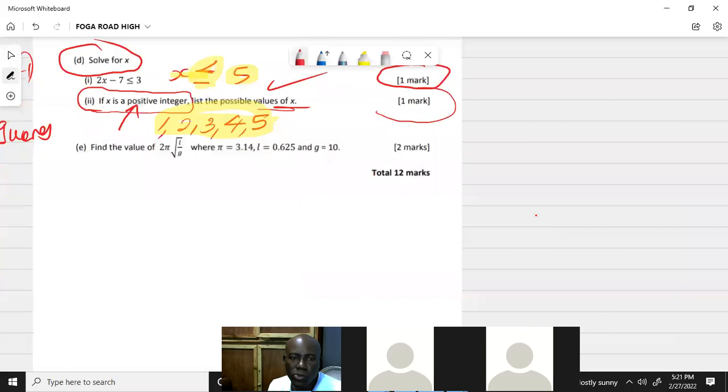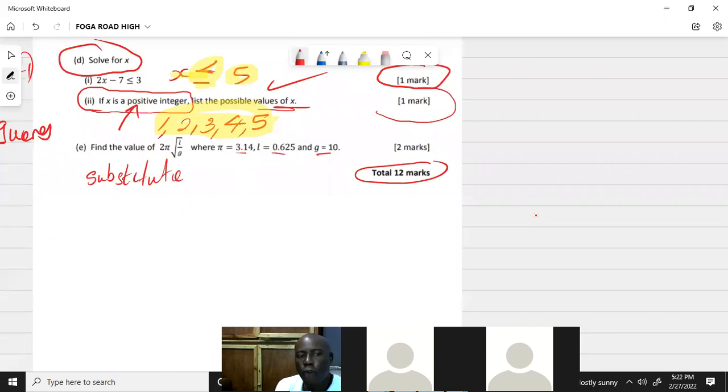You can see number 2 this time comes for, I think, about 9 marks. We'll check it when we see another question. It says find the value of 2 pi times the square root of L over G when you're given all of these: pi is this, L is that, G is that. They want you to find the value of this. It's testing to see if you can substitute. This question is really going back to your grade 9. Can you substitute? Yes, you can.